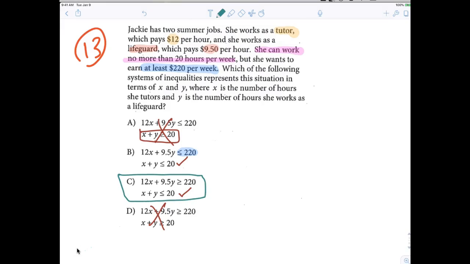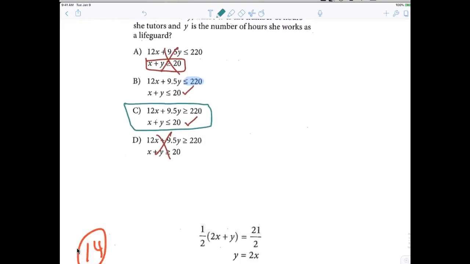All right. Again, I thought that was a nice question. Let's check out 14, please.